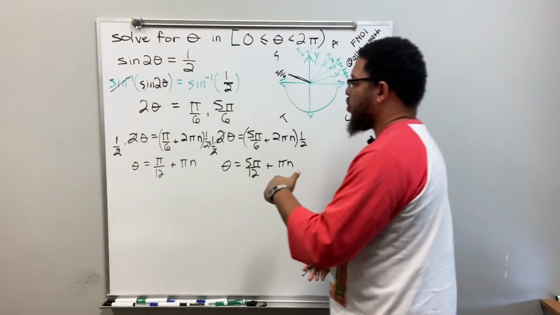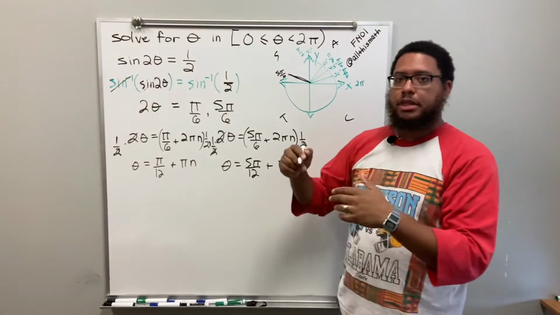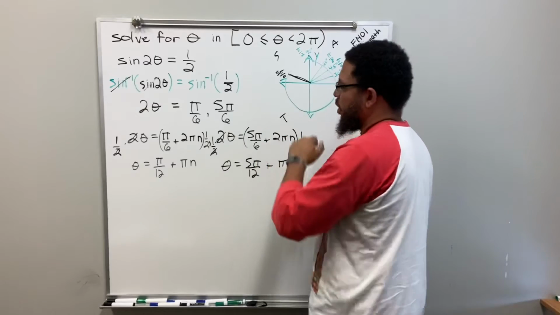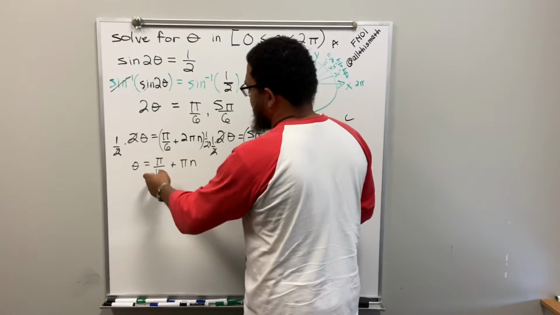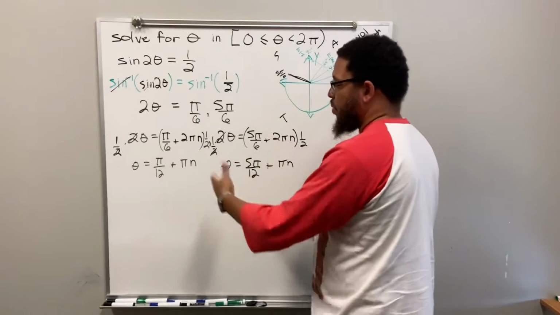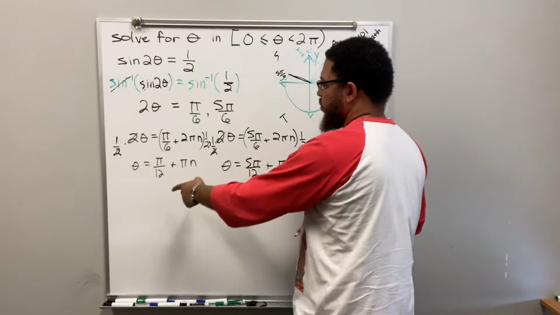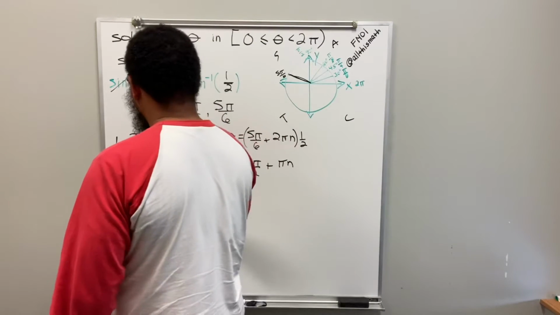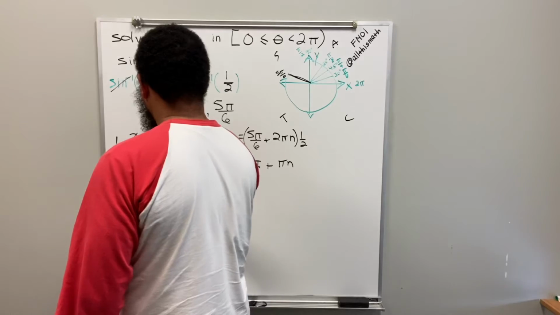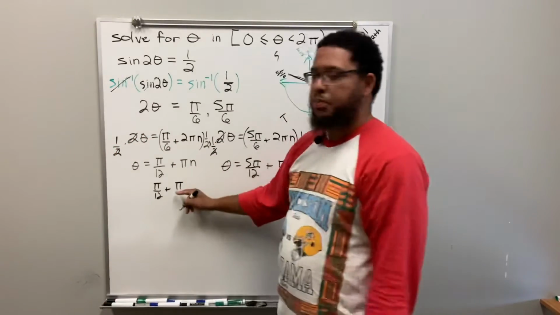So now n is going to be an integer, right? That indicates how many times we're going to go around the circle, okay? Or move through the circle. So if n was 0, it would just be pi over 12 plus 0, because pi times 0 is just 0. So pi over 12 is one of my answers, all right? But what if n was 1? If n was 1, then it would be pi over 12 plus pi, because pi times 1 is just pi.